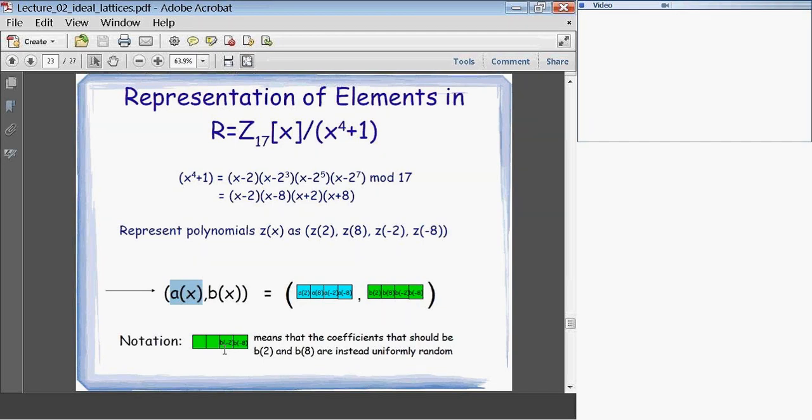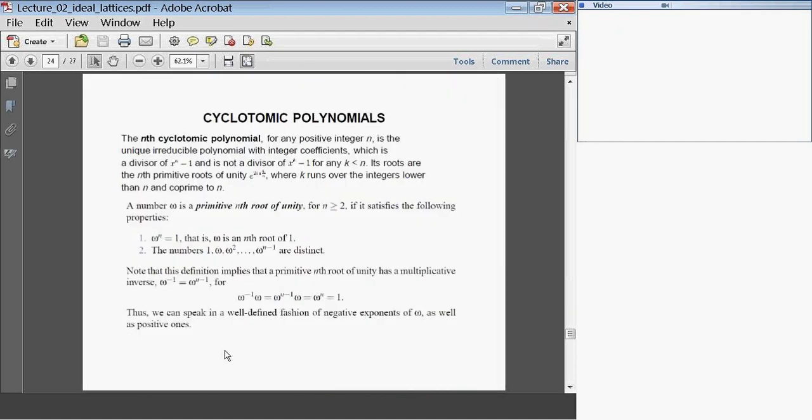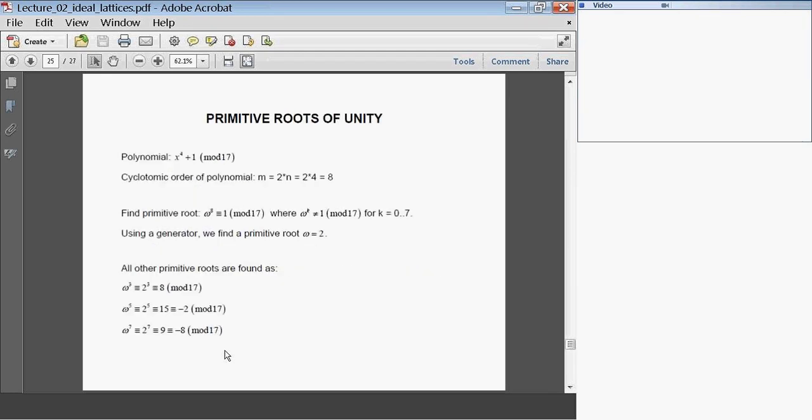So, if you go to the next slide, the value of omega. No, not the previous one. Primitive roots of unity. Yeah, this one. So after we find the value of omega, should there be only one value, or are there many values? There are multiple primitive roots of unity.